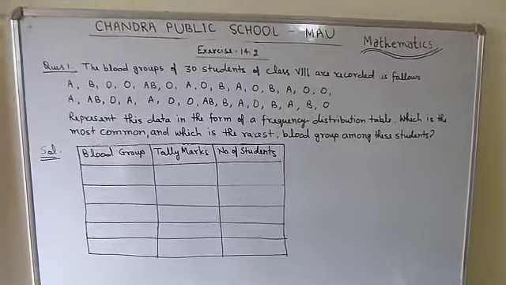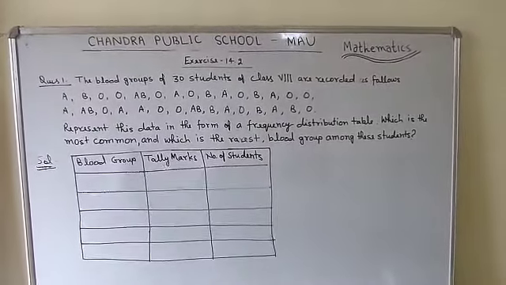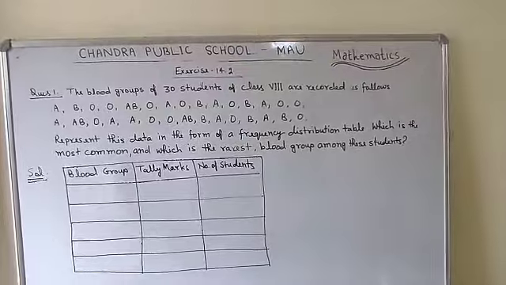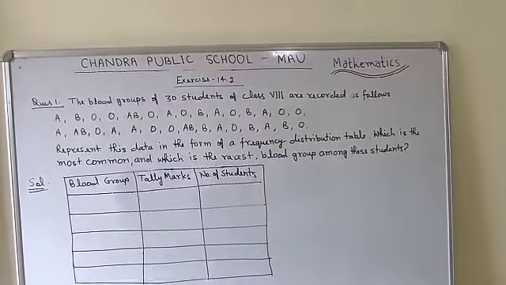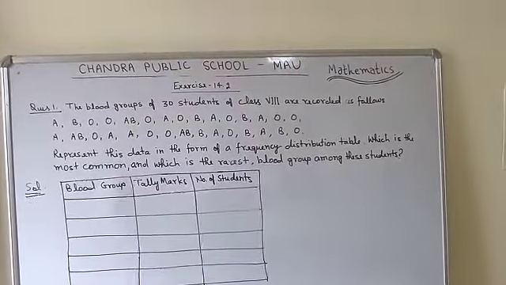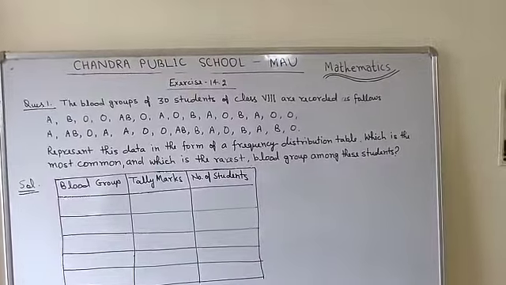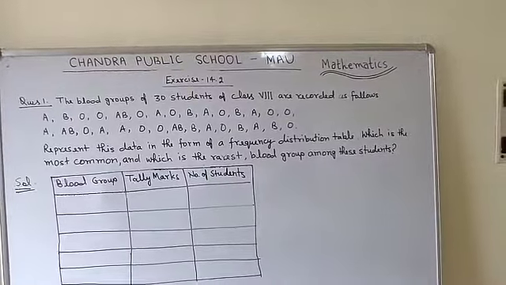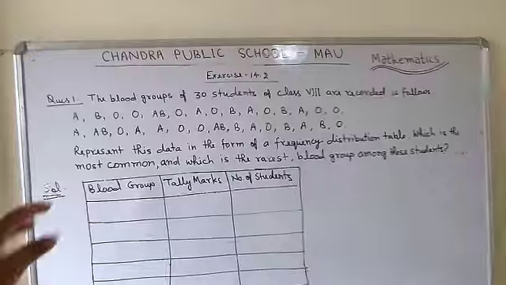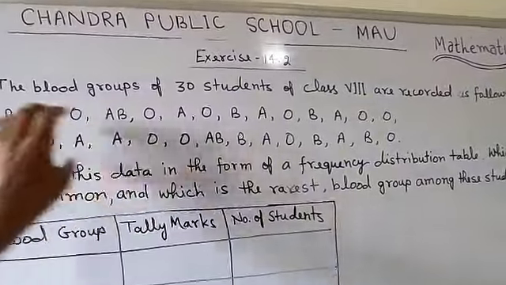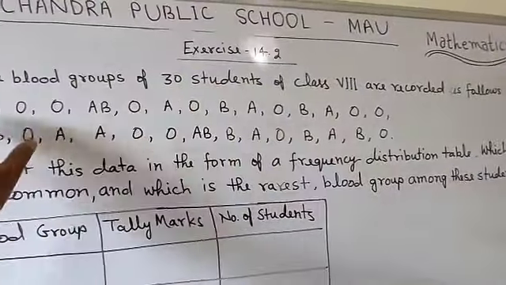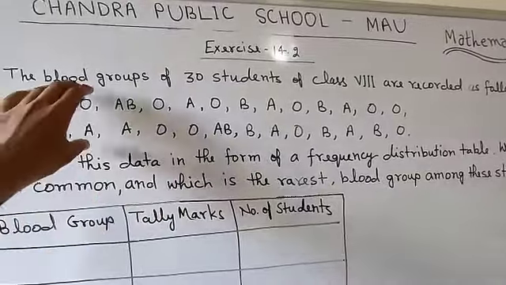Now welcome once again students, and today I am going to start exercise 14.2. Here I have written question number 1 of exercise 14.2, and it is given that the blood groups of 30 students of class 8th are recorded as follows. Here you are given the blood group of 30 students. So it is the data for the blood group of 30 students that is written here.